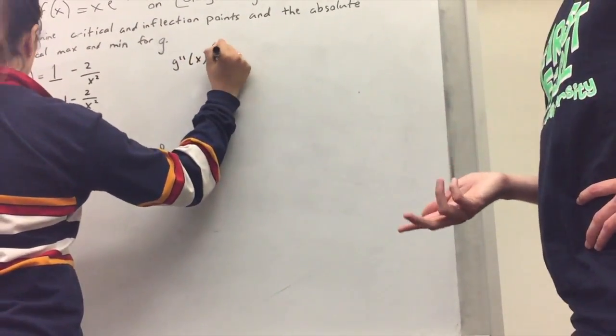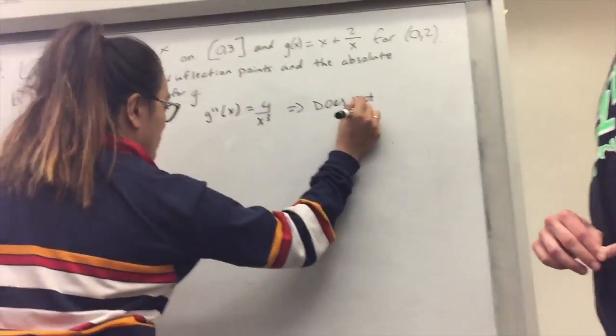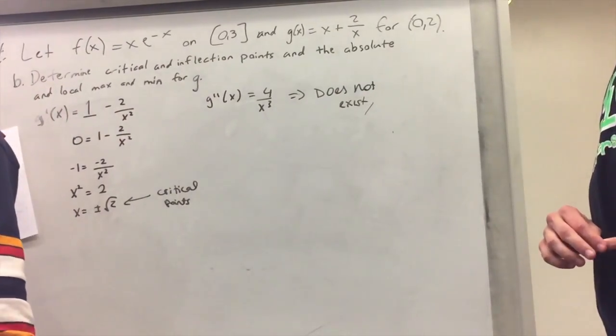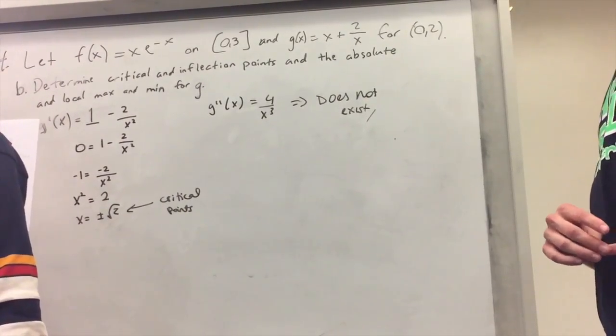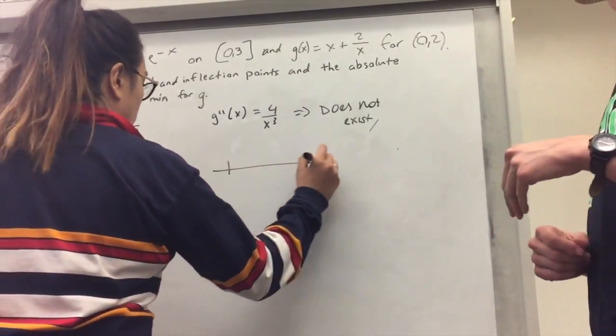And now we're going to find the inflection points by taking the second derivative of the function. We find that the second derivative is 4 over x cubed, which has no inflection points, because it does not exist, since you can't have 0 in the denominator.